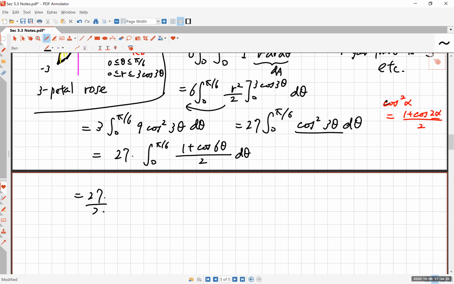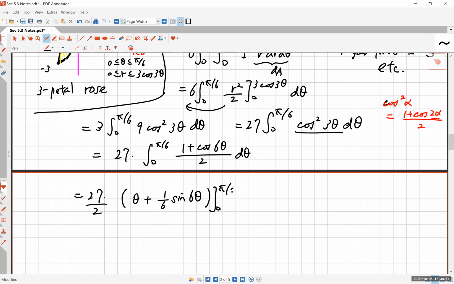In fact, you can just take out 2 in the denominator. Like I said, I try to take as many constants out as possible at every single moment. And so this 1 just becomes theta, and then plus cosine of 6 theta, that is going to be sine of 6 theta divided by 6, right?